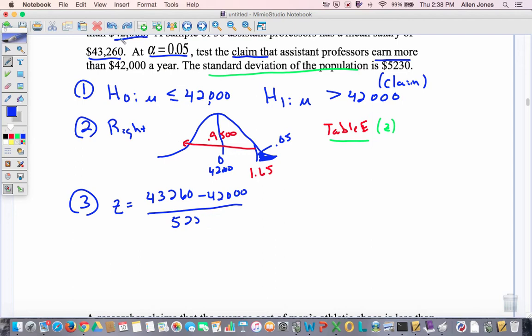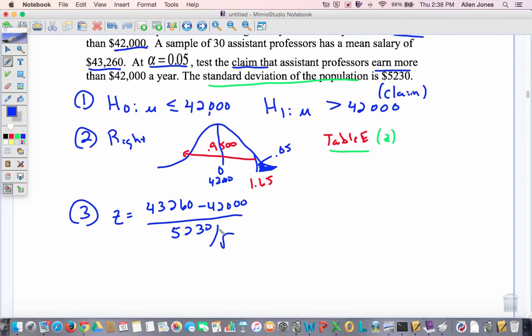But going back here, I divide by my standard deviation, which is 5230. Let me backtrack and copy that down the right way. 5230 over the square root of my sample size, and my sample size was 30. So I make that calculation, and I get a test score of 1.32.